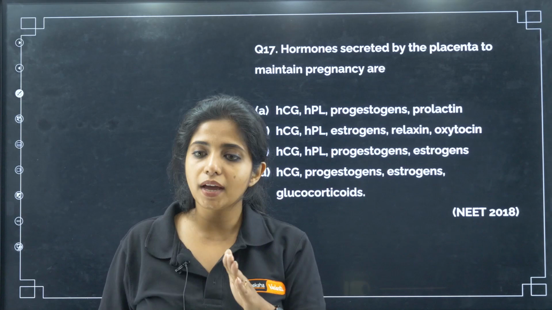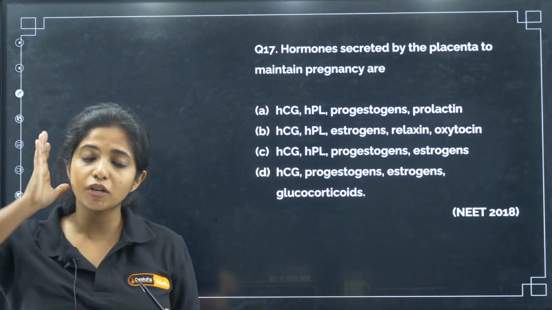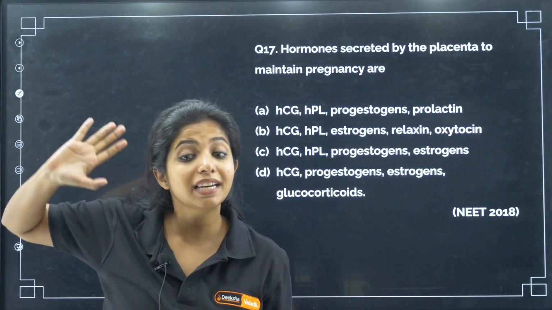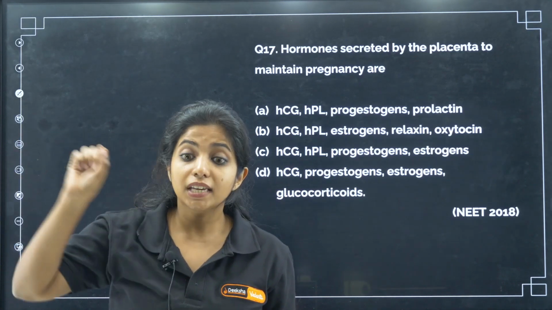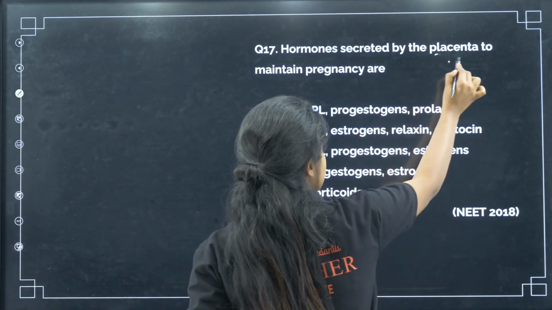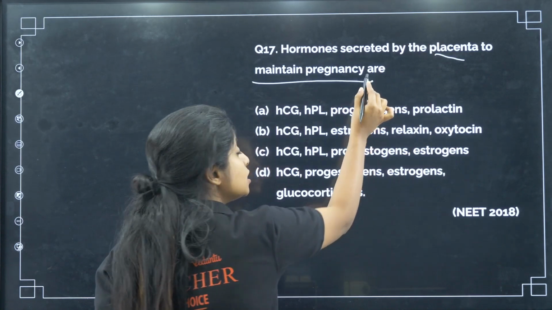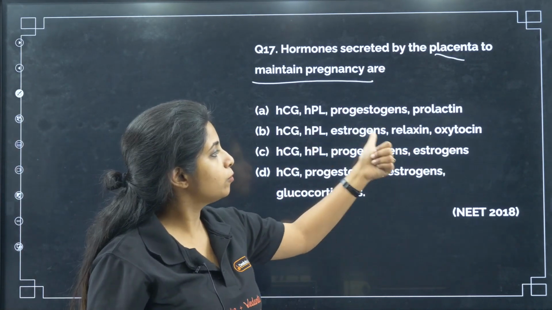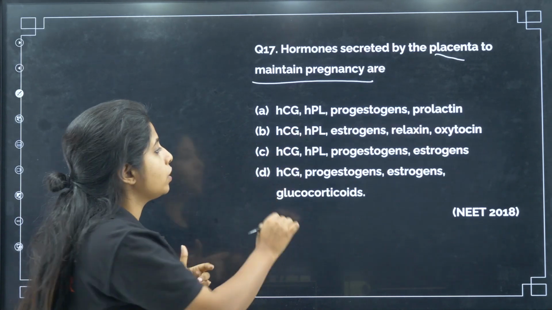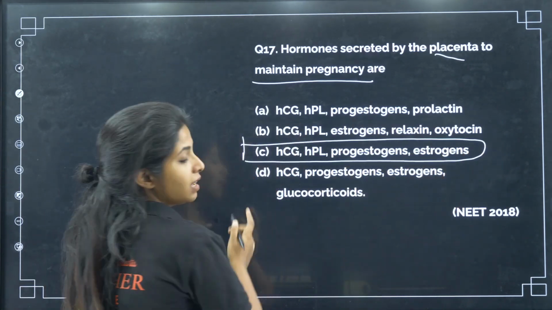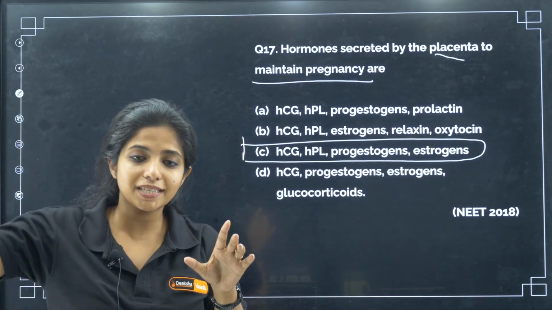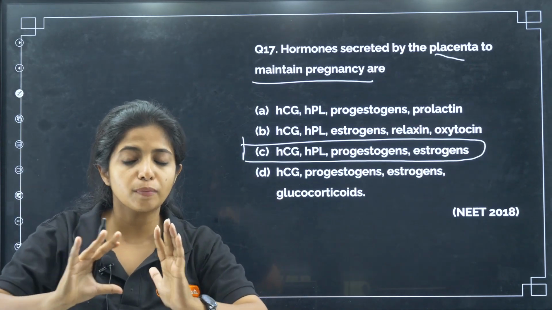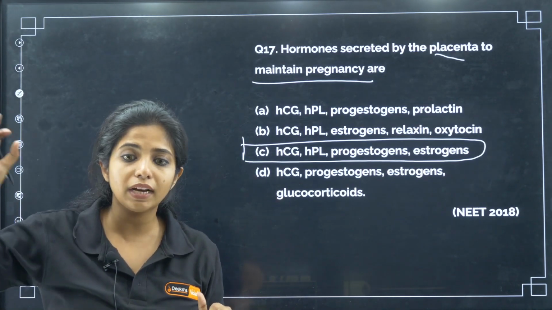And apart from that, in your book there are certain other hormones mentioned as released during pregnancy. What are those? Relaxin by the ovary, but in the later phases of pregnancy. Here the question is, it is released by placenta, and not only released by placenta, it maintains pregnancy, my dear children. So what are those things? HCG, HPL, progesterone and estrogen. This is very important for the maintenance of pregnancy. Relaxin, released by the ovary, is there for parturition to happen properly, for relaxation of the muscles around there, for the baby to move out properly. So it is released during the later phase of pregnancy.